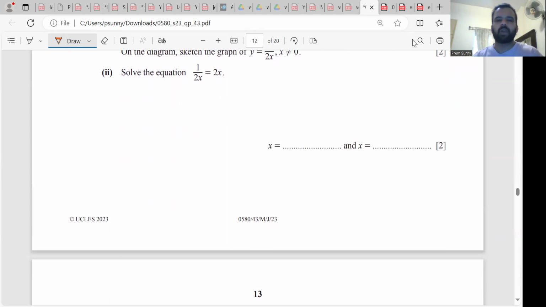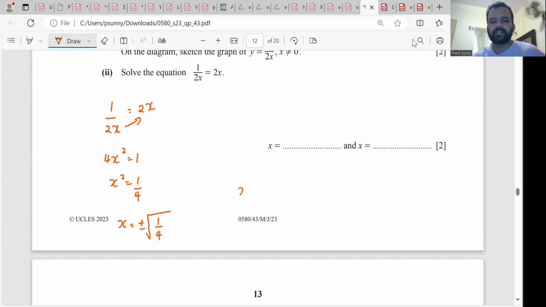Solve the equation 1 by 2x is equals to 2x. So 1 by 2x is equals to 2x. When you cross multiply, 2x into 2x is 4x square is equals to 1. Therefore, x square will be 1 over 4. Therefore, x will be plus or minus root of 1 by 4. So x is equals to plus or minus root 1 by 4, which is 1 by 2. So x can be plus 1 by 2 or minus 1 by 2.